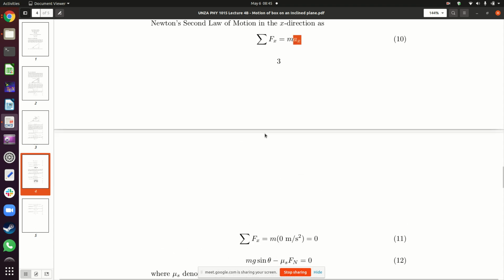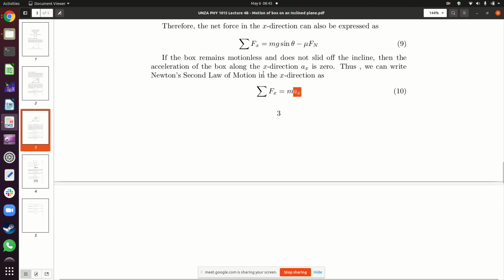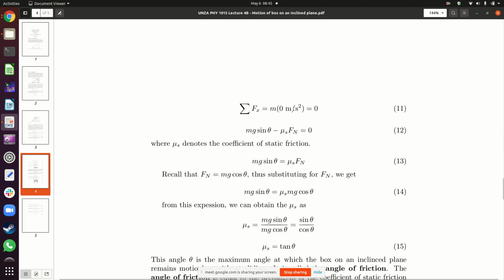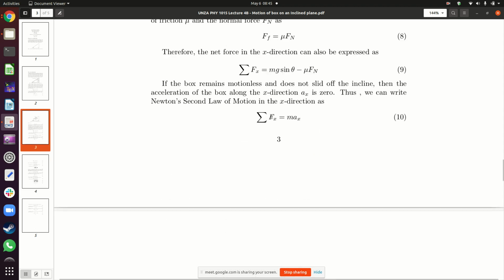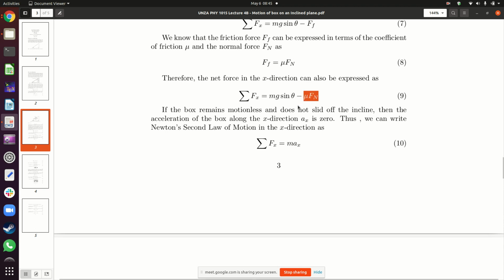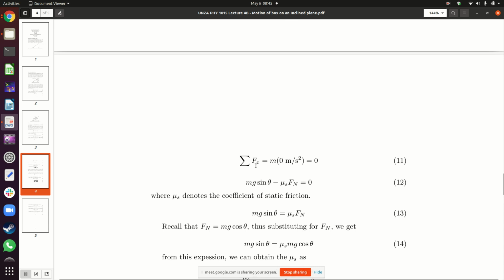So we're going to look at the first case where the box remains motionless and the acceleration is equal to 0. In that case, ax is going to be equal to 0. So whatever the resultant force is equals the mass times the acceleration of 0, which is going to give you 0. Because the box has remained motionless, the friction acting on the box becomes the static friction force. So we end up having the resultant force, the sum of the forces along the x, as mg sin theta minus the coefficient of static friction multiplied by the normal force equals 0.